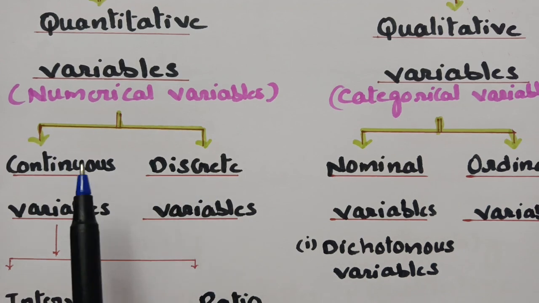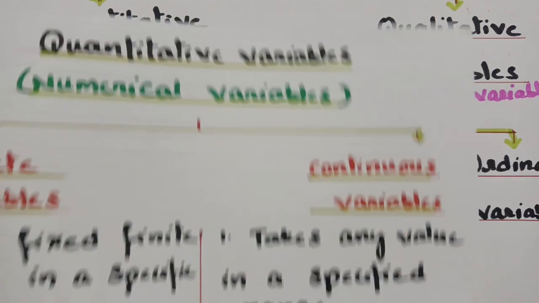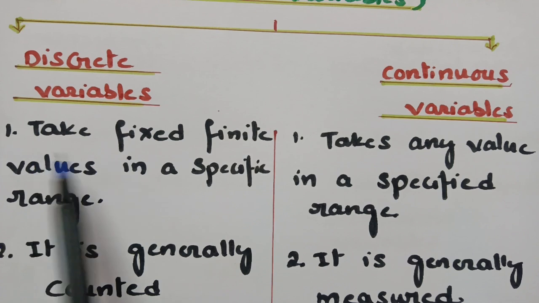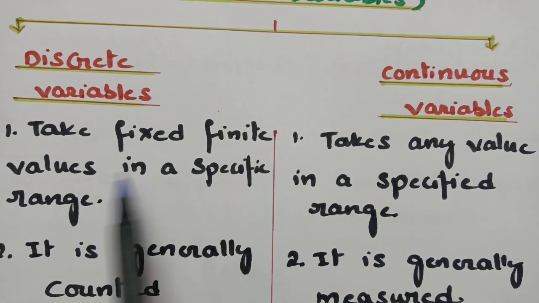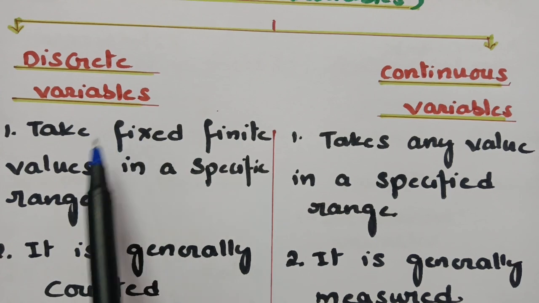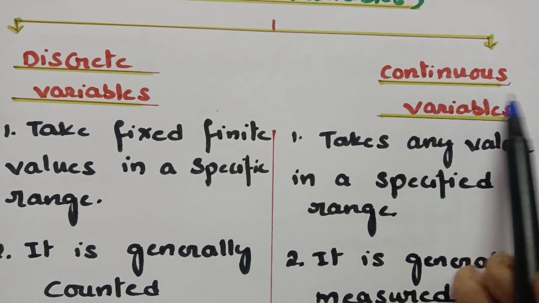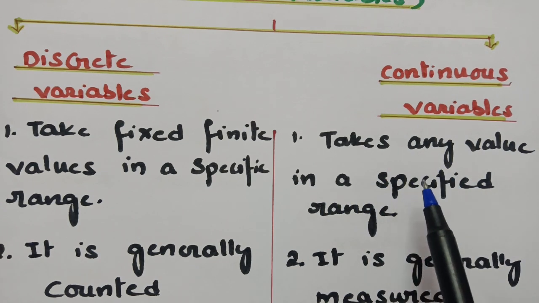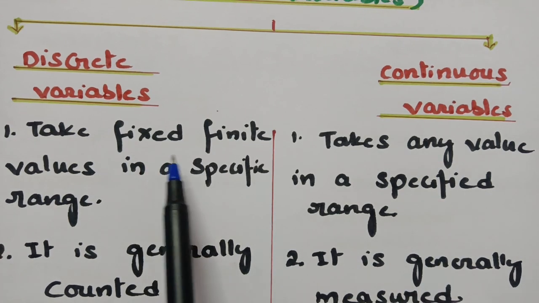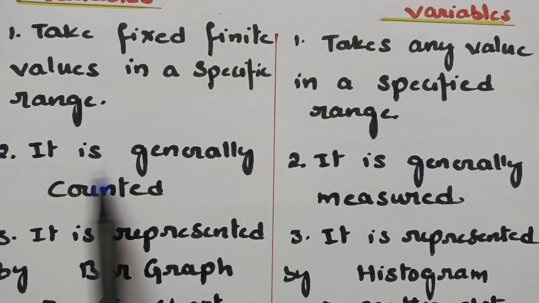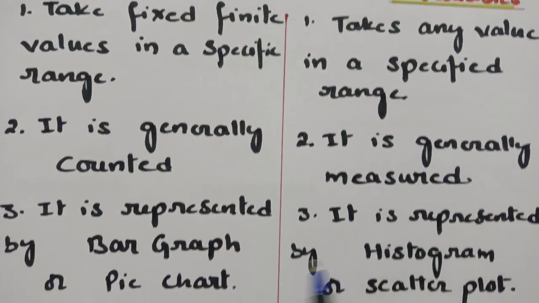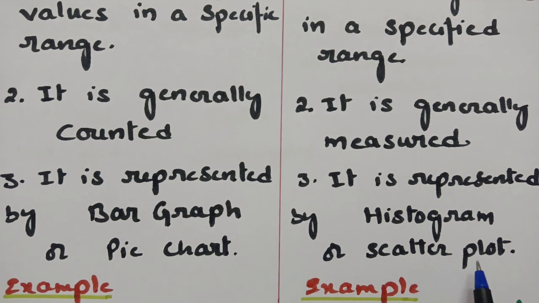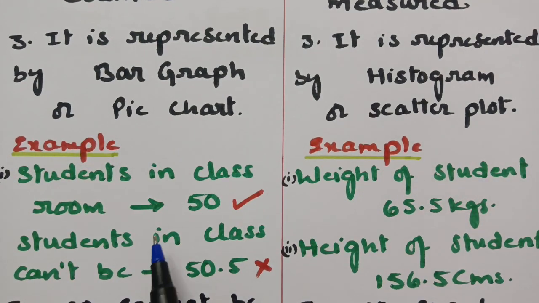First, coming to discrete variables and continuous variables, I'll be explaining. See here, what is a discrete variable and what is a continuous variable. Discrete variables take fixed finite values in a specific range. So it is going to get a fixed value. Whereas the continuous variable takes any value in the specified range. It can take any value between the specified range, while the discrete takes only a fixed finite value. Example, I'll show you. Discrete is generally counted and continuous is generally measured. So discrete is represented by a bar graph or a pie chart, and continuous is represented by a histogram or scatter plot.